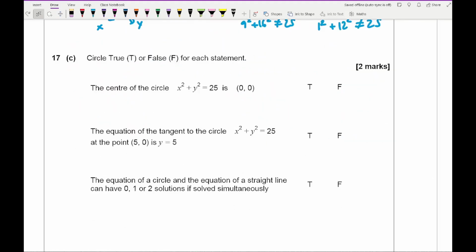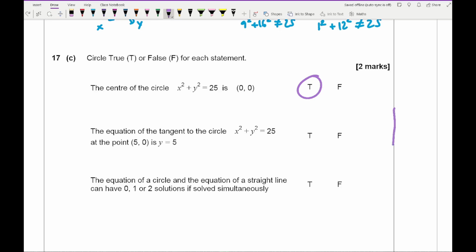Then moving on to question 17c, it says circle true or false for each of the statements. So for the first one, it says the centre of the circle x squared plus y squared equals 25 is 0, 0, and that is true because there's nothing being added or subtracted to the x and y before it's being squared. For the next one, it says the equation of the tangent to the circle x squared plus y squared equals 25 at the point 5, 0 is y equals 5.